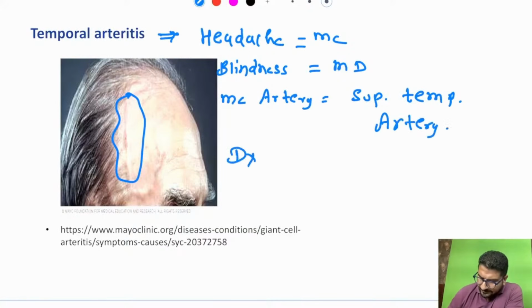And how we make a diagnosis, आपको आर्टरी की बायोप्सी करेंगे. Now see, inflammation यहाँ पर segmental होती है, skipping होती है. तो we need to do artery biopsy, like a long sample biopsy. तो आपको what you have to do, we have to do a long segment biopsy.